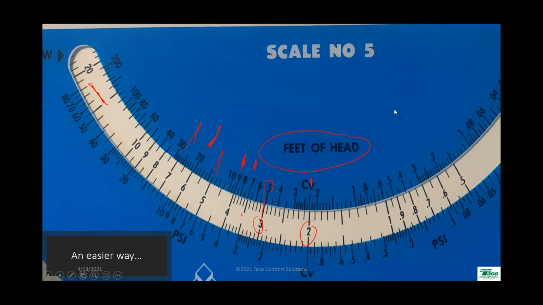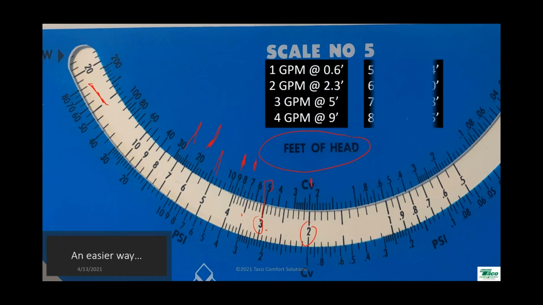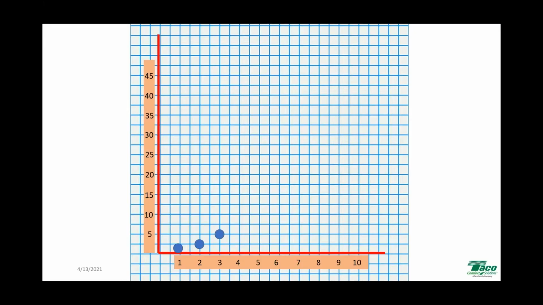All right, let's continue. If we just look at our sizer wheel, here we have the different head losses at different flow rates. So at 1 gallon a minute, we're at 0.6, at 2 gallons a minute, 2.3, et cetera, et cetera. So now I have all of these different points to put on my pump performance curve chart. So here's where we plot them out.